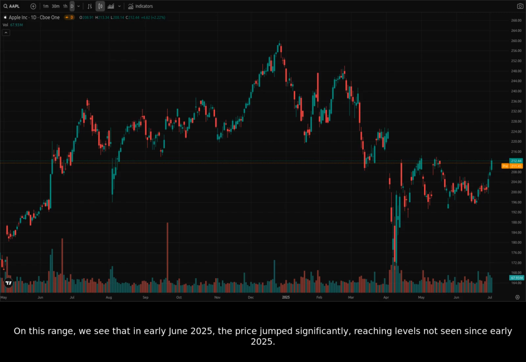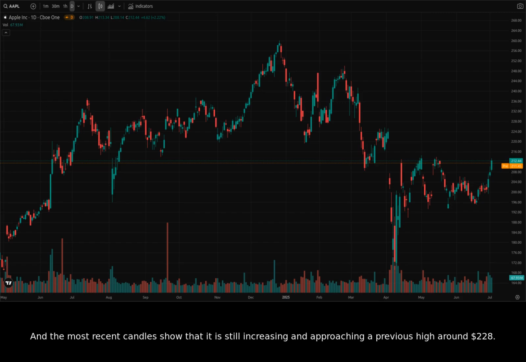On this range, we see that in early June 2025, the price jumped significantly, reaching levels not seen since early 2025. And the most recent candles show that it is still increasing and approaching a previous high around $228. However, we did see large drops in March and April, so let's keep an eye out for a potential reversal.